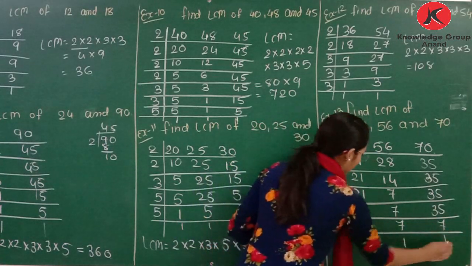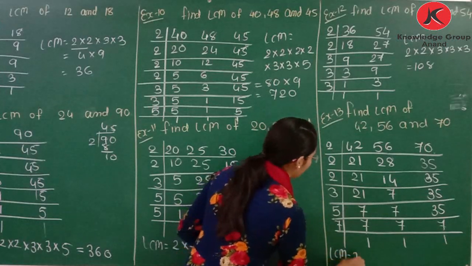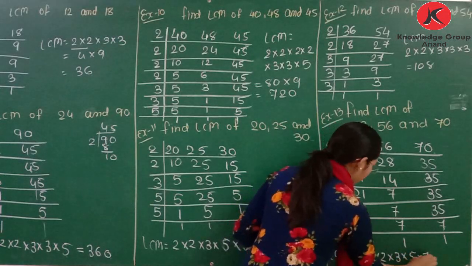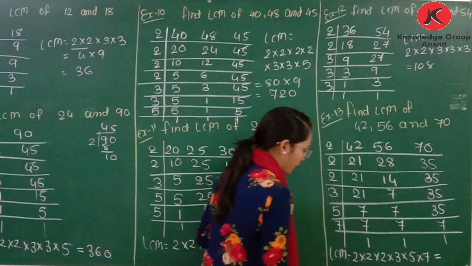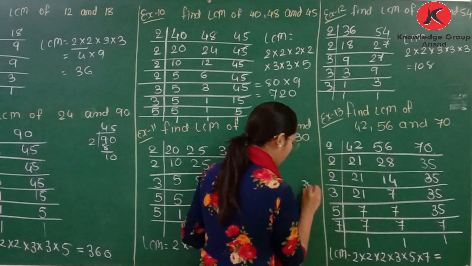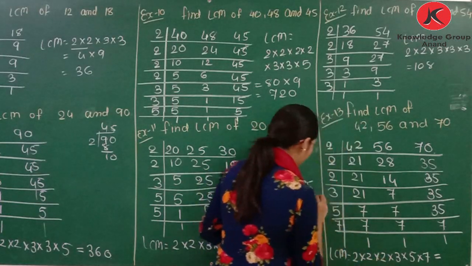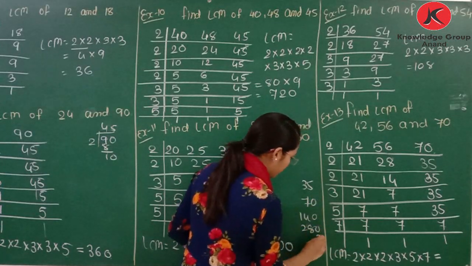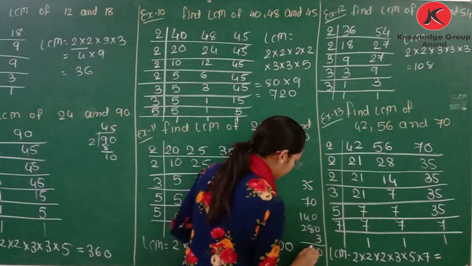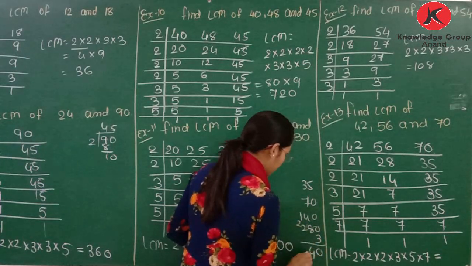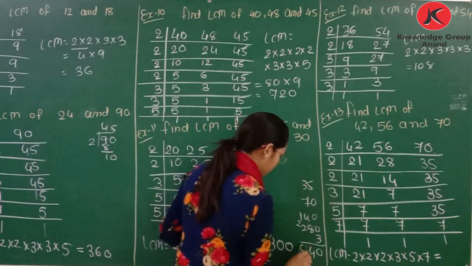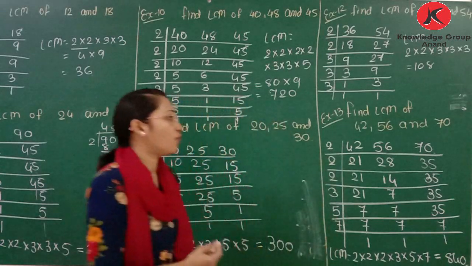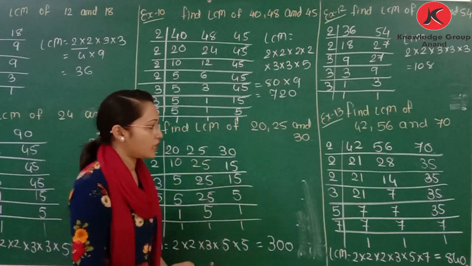7 1s are 7. So LCM will be 2 multiply 2 multiply 2, 3 multiply 5 multiply 7. 7 5s are 35, 2 35s are 70, 2 70s are 140, 2 140s are 280, 280 multiply 3, 840 will be your answer. So LCM of 42, 56 and 70 will be 840.